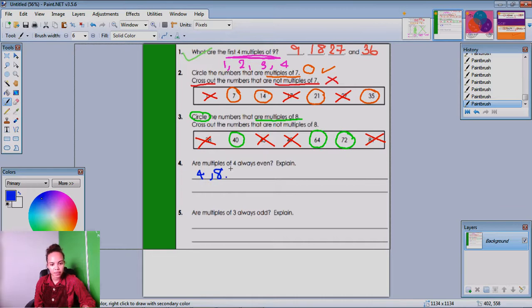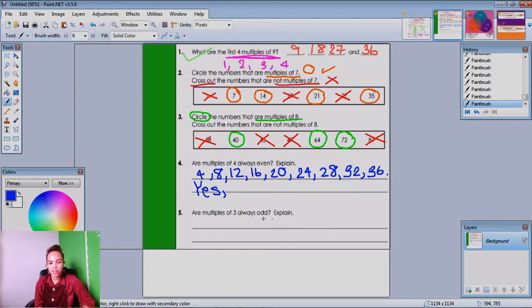That's 4, 8, 12, 16, 20, 24, 28, 32, 36. Okay, so far, I mean, it continues, right? It's etc. But these all are even numbers, so I would say yes, they are.